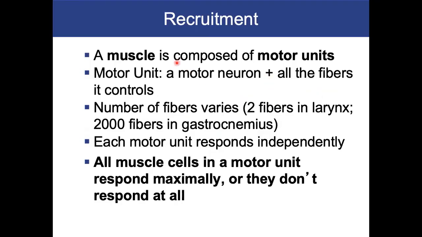Recruitment. A muscle is composed of motor units. What the heck is a motor unit? It's a motor nerve plus all the fibers it innervates, right? The number of fibers varies depending on where you're talking about. So 2 fibers in your larynx, 2,000 fibers in your gastrocnemius. Each motor unit responds independently. However, all muscle cells in the motor unit respond maximally or they don't respond at all, right?